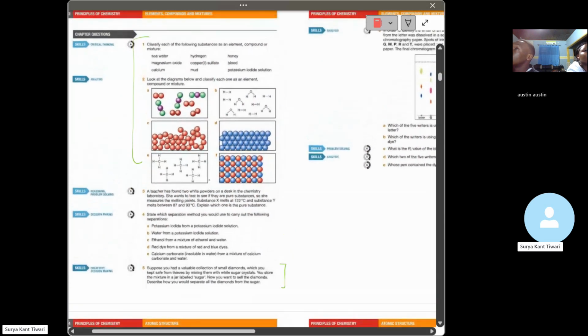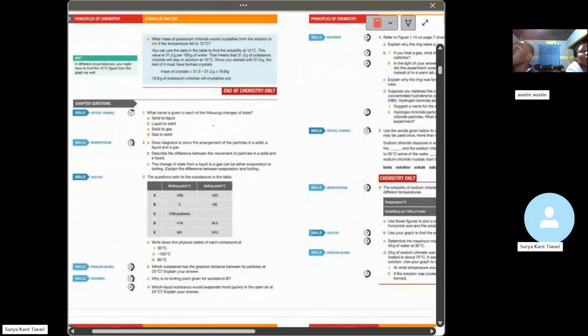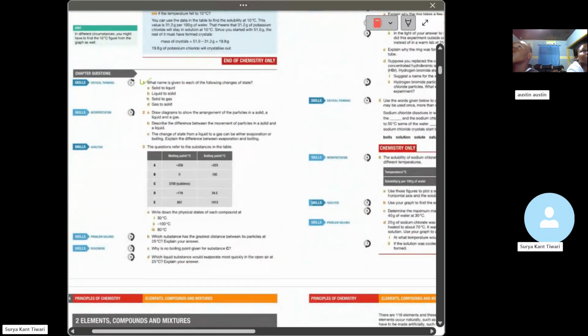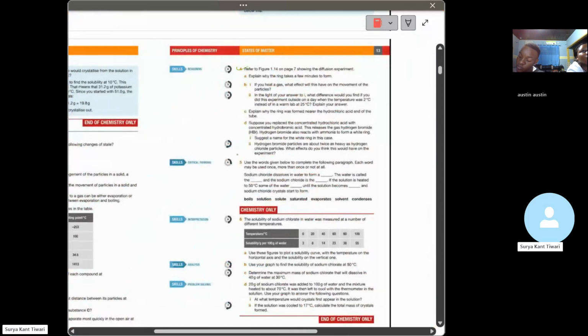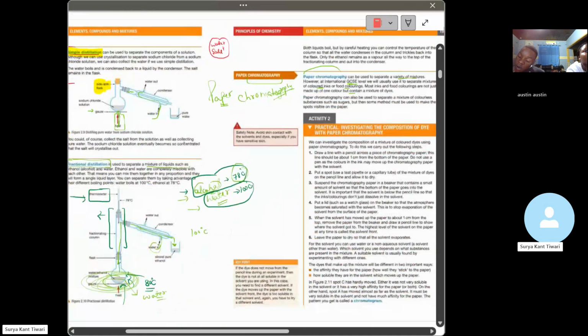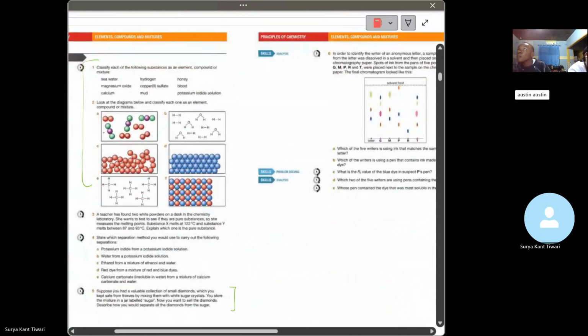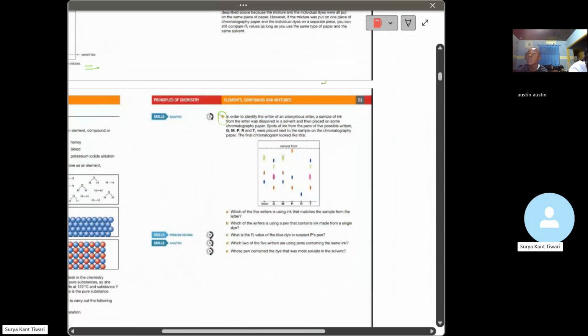Or you can do one thing. You can note down on paper. You have to do questions one, two, three, four, and five on page 13. Question 1 to 5 on page 13. And after that, you have to do questions 1 to 6 on page 23.